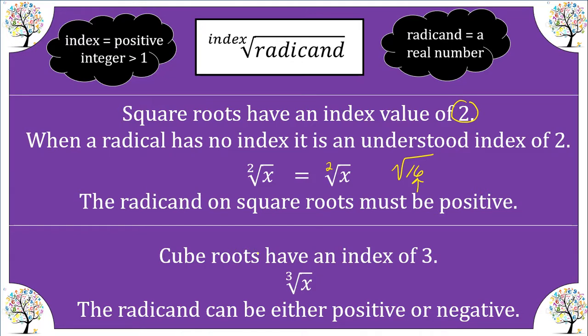Cube roots have an index of 3. So it was some number multiplied by itself 3 times, and then we're just undoing that to get back the root. With cube roots and any odd roots, you can have a positive or negative radicand. But like I said, we're going to focus mainly on square roots for this course.